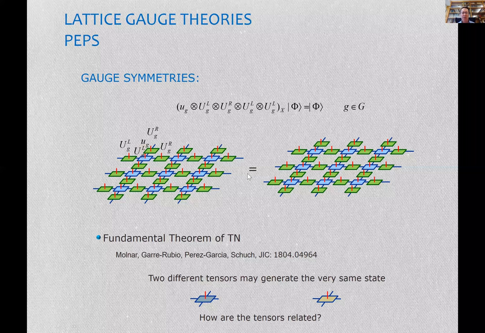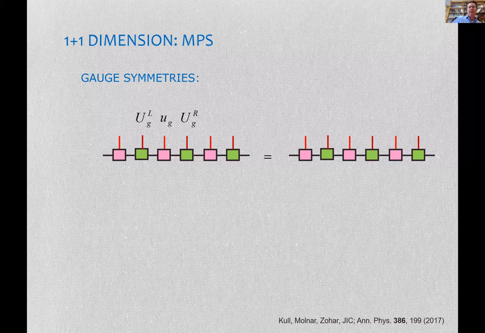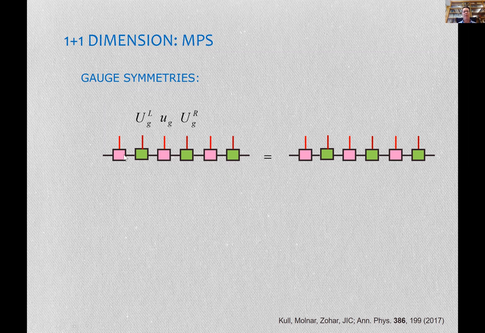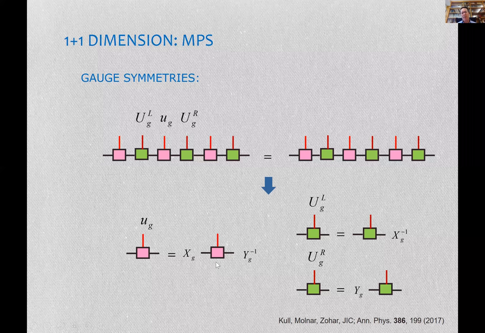And so let me first show you the idea in one dimension to understand how to answer this question. In one dimension, we have the same situation as before, but now it's simple. What we assume is that we have one special dimension. Imagine that we have again a gauge group, and whenever we apply this U to the physical index of the matter degrees of freedom, and this U to the auxiliary indices, we leave the tensor invariant. Then the solution, if you apply this fundamental theorem, is that these tensors will have to have the following property.